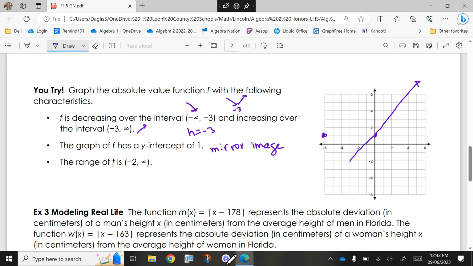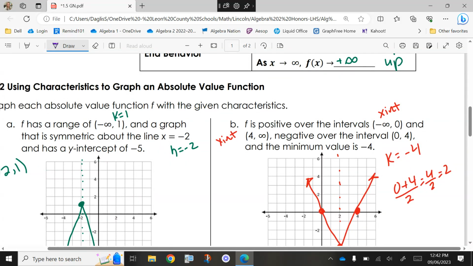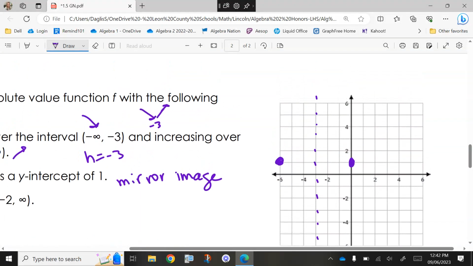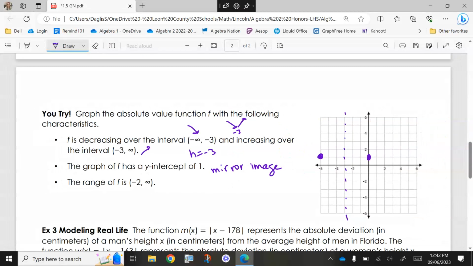Okay, so at this point, I really have nothing on my graph, because I know I'm crossing this somewhere, but I'm not sure where. I know I have a y-intercept of 1, right? So I could do my reflective point: 1, 2, 3, 1, 2, 3. I know I have a mirror image on this side because this is that axis of symmetry. There you go. That's our axis of symmetry right there.